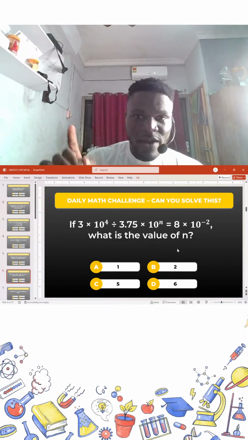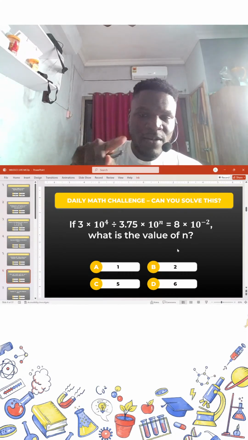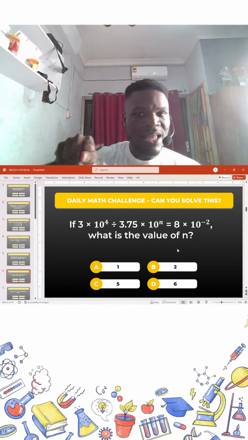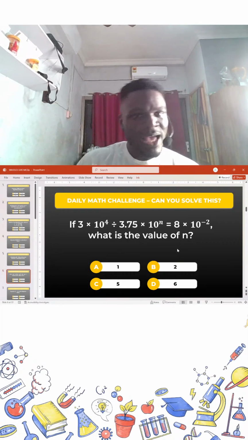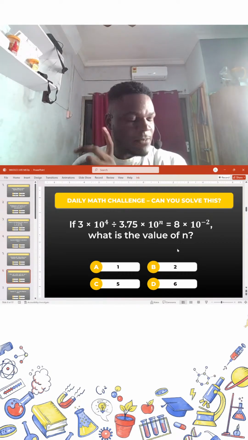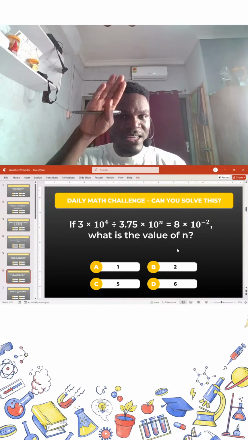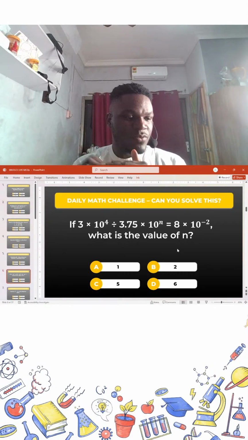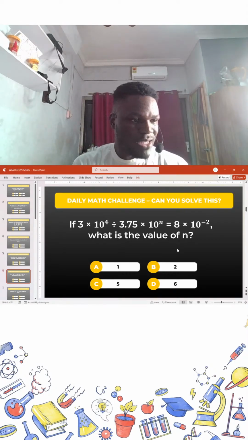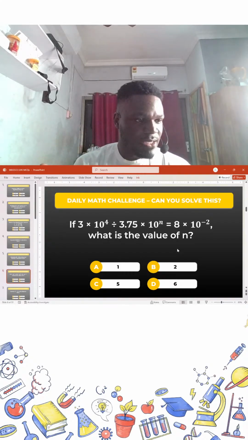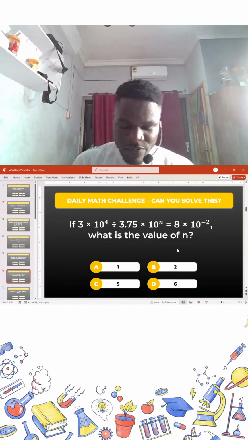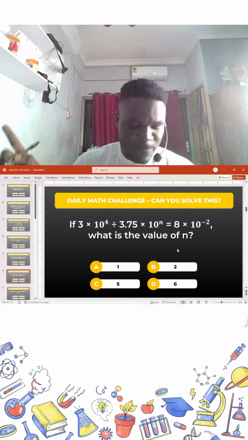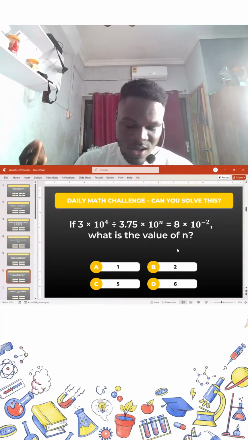So all you have to do is, in place of 3.75 times 10 raised to the power n, you bring the 8 times 10 raised to the power negative 2 there, and then you divide it by the 3 times 10 raised to the power 4. So you're going to have 3 times 10 raised to the power 4 at the top, and 8 times 10 raised to the power negative 2 at the bottom. Just put that into your calculator and convert it to standard form. If you put that into your calculator, you are going to get 375,000. That is your answer.